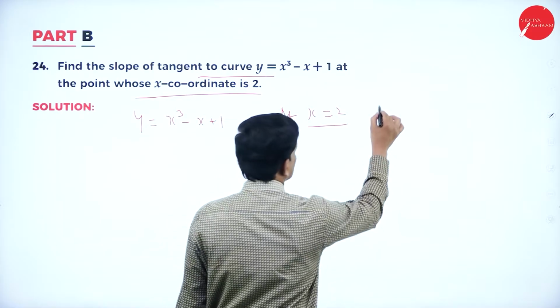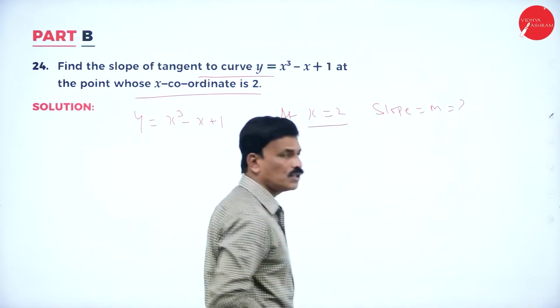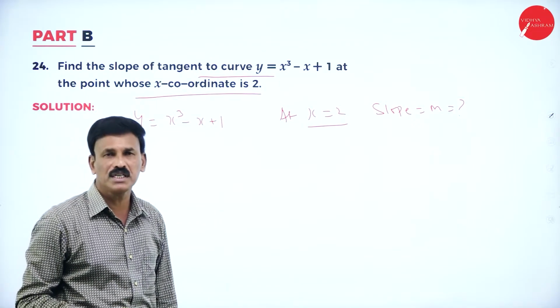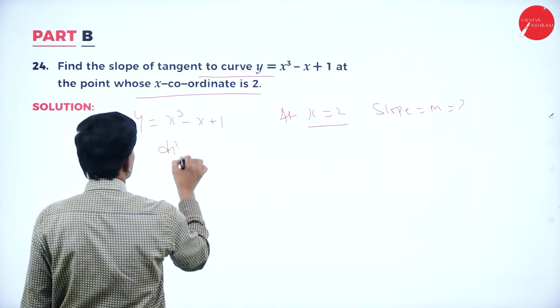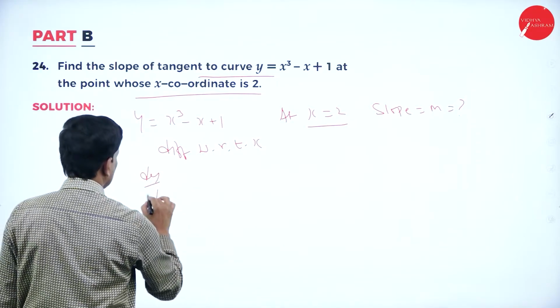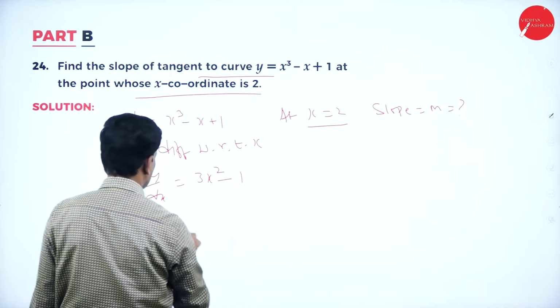What is required? To find the slope. What is slope? Slope is nothing but m. So, you know the geometrical meaning, dy by dx is called the slope. Just differentiate, and dy by dx at x is equal to 2 will give you the slope. Now, differentiating with respect to x, dy by dx is equal to differentiation of x cube is 3x square minus differentiation of x is 1.